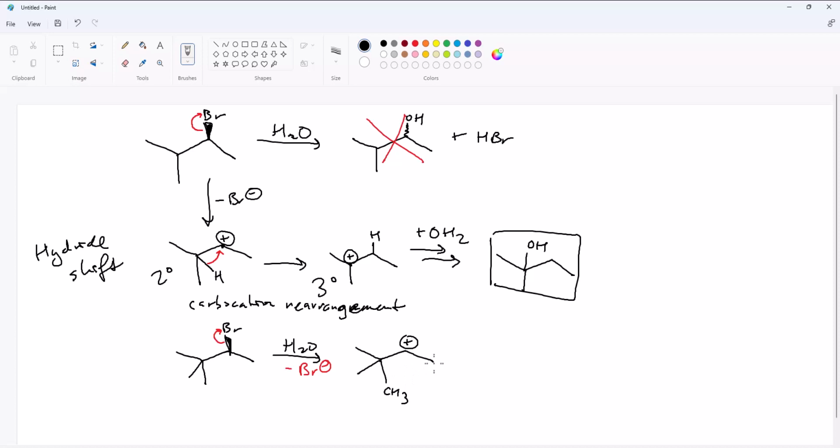If we looked at the other side, we do have 3 hydrogens here, but if we were to do a hydride shift from one of these terminal positions, we would end up with a primary carbocation, which is less favorable than what we started with. However, if we move this methyl group over 1 carbon, we'll see that we've now moved this methyl group and we've shifted the carbocation. We've gone from a secondary to a tertiary carbocation.